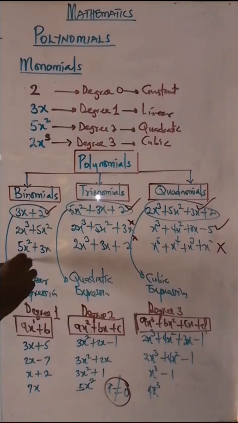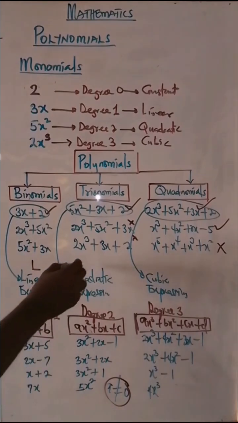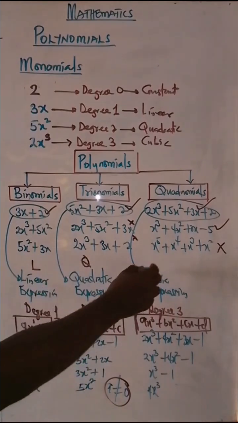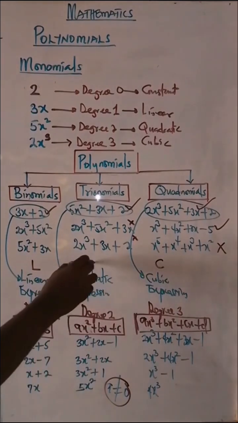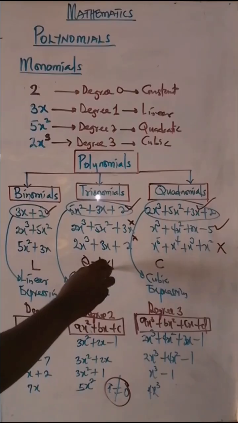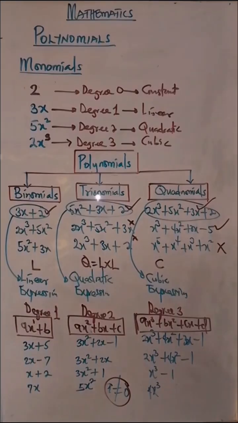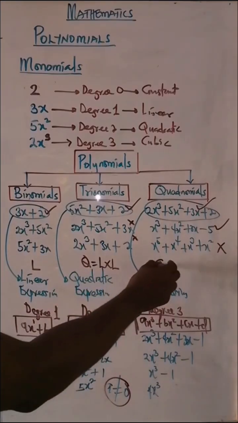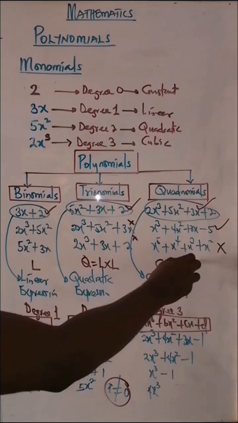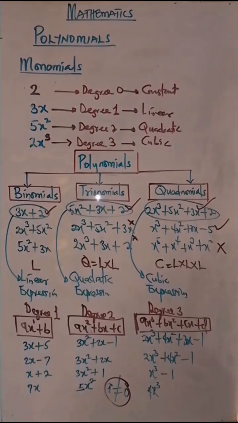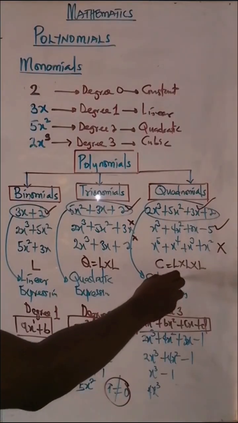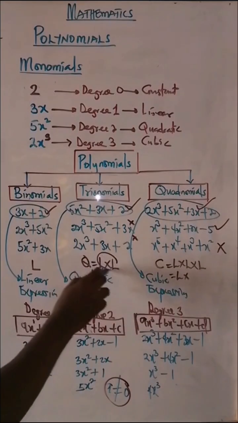So if I call linear expression L, let me call quadratic Q. Let me call cubic C. Quadratic is actually gotten when you multiply two linear expressions together. When you multiply two linear, you get quadratic. You understand it, move on. When you multiply three linears, you get cubic. Or we can say linear times linear is quadratic.